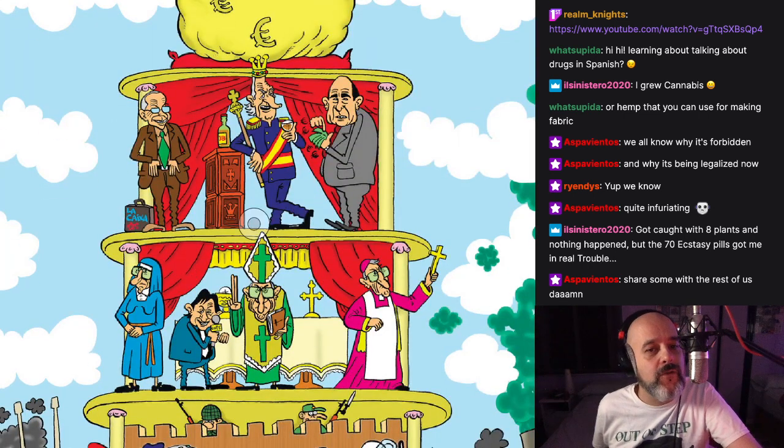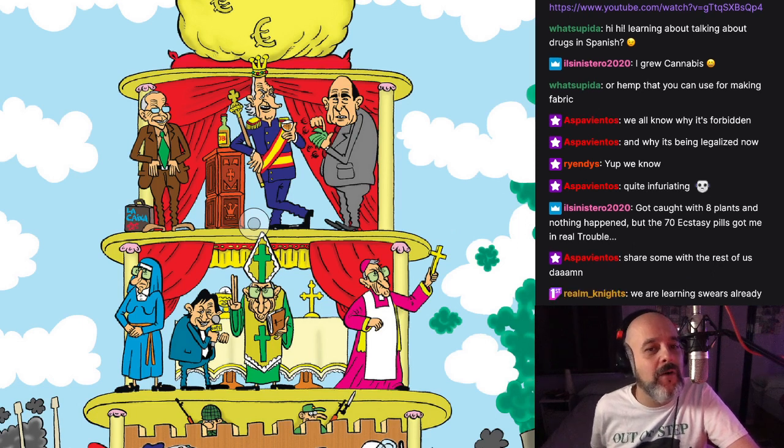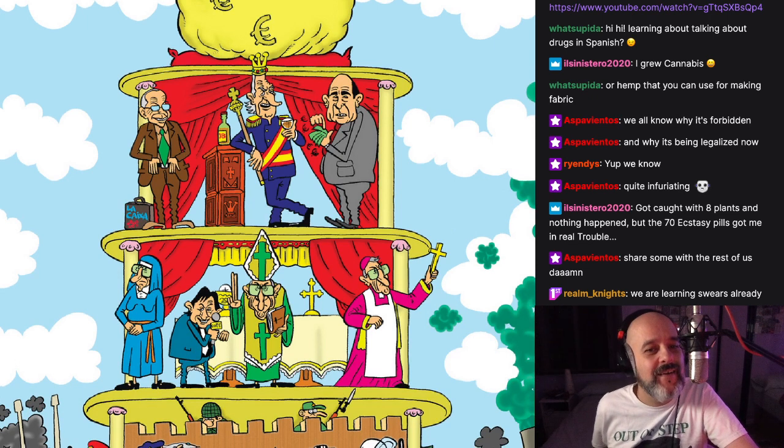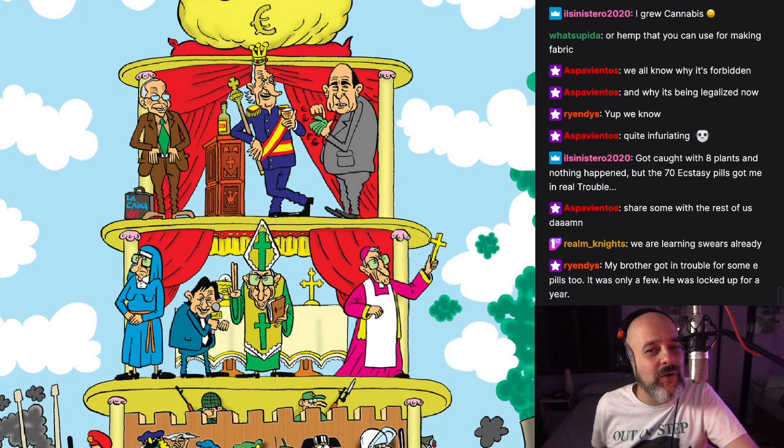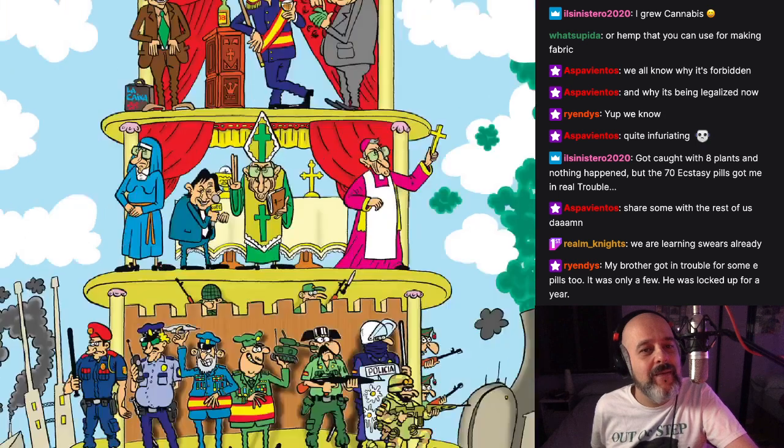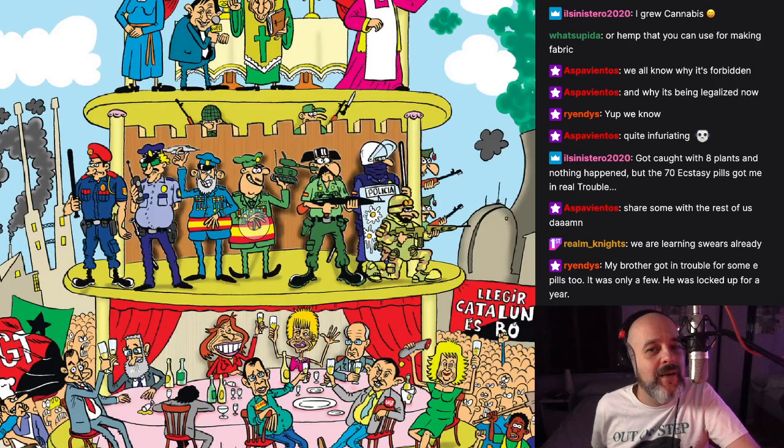Below, the church, la iglesia. Again, with more cronies and more quote-unquote journalists. La iglesia católica en España. Police, the military, and the repression. On the left, we can see the Mossos, the escuadra. Next, you can see the municipales and the nacionales. And then the navy, the army.